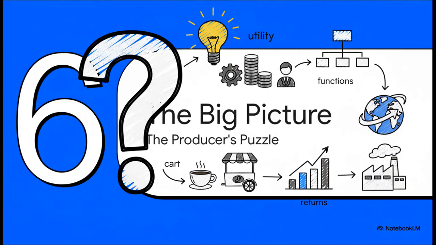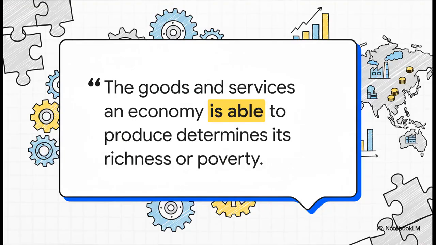And that right there is the producer's ultimate puzzle. It's this constant balancing act. How do you mix your land, your labor, and your capital to get the most value possible? How do you deal with those diminishing returns that you know are coming in the short run, while also trying to figure out the absolute perfect size for your business in the long run? I mean, that's the puzzle every single entrepreneur is trying to solve, whether they're running a tiny coffee cart or a massive global corporation.